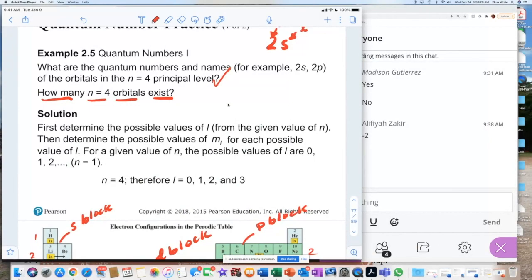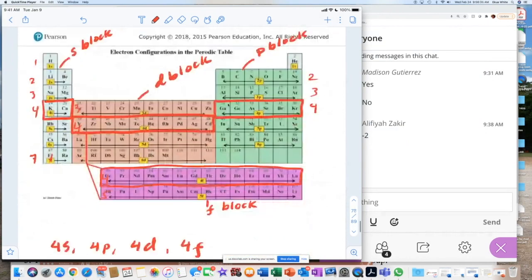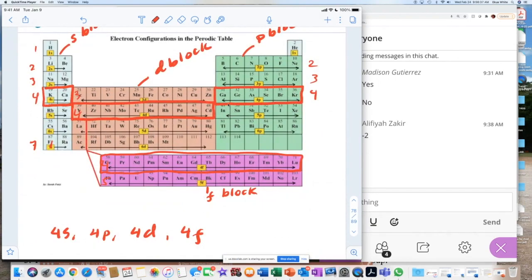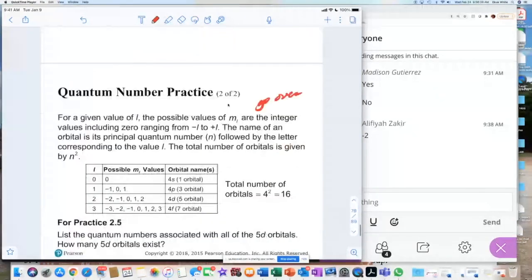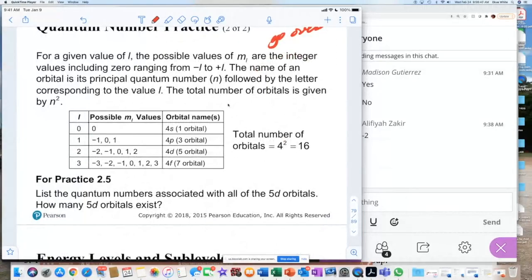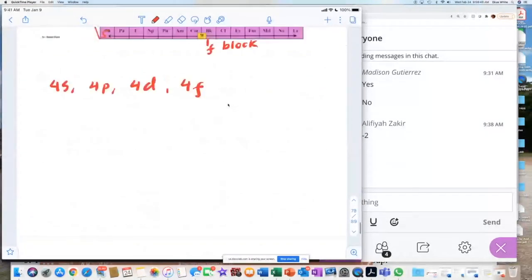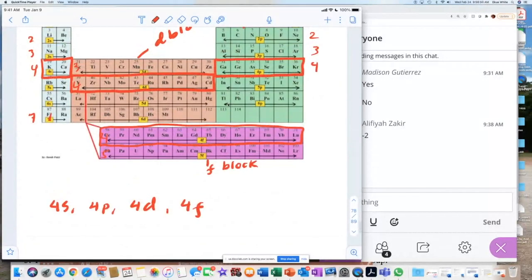The second part is asking you how many n is equal to 4 orbitals exist. Oh, now they want to know the orbitals, right? What they did down here is they did some math, and the math part works, I guess. 4 squared and they got 16. I like the whole visual thing, so let me do it the visual way.